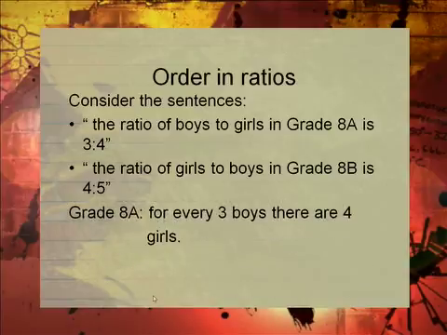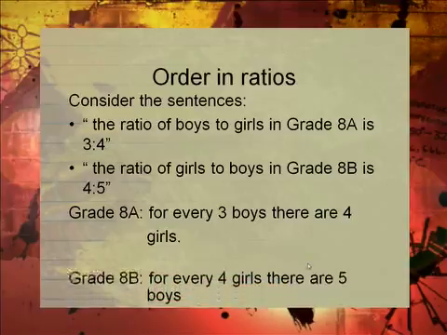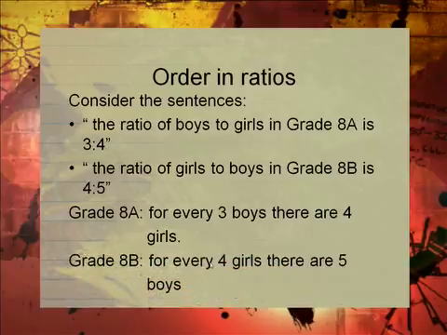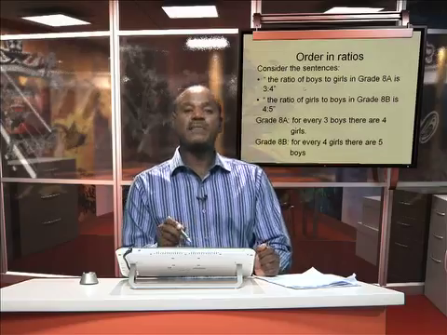In grade 8A, for every 3 boys, there are 4 girls. That is what the ratio means. For every 3 boys, there are 4 girls. Or in 8B, meaning for every 4 girls, there are 5 boys. This is the order I'm talking of.